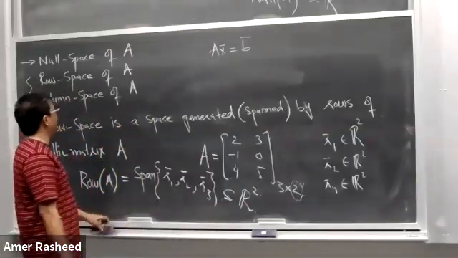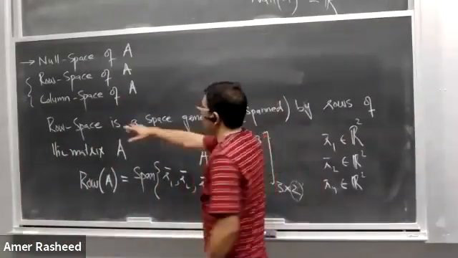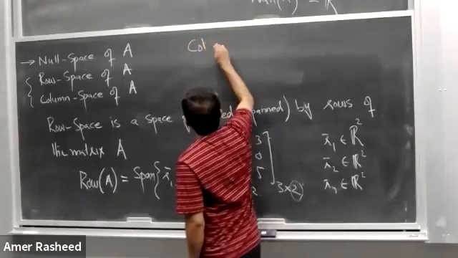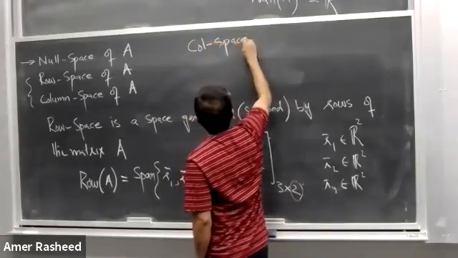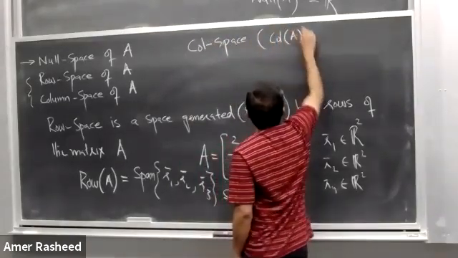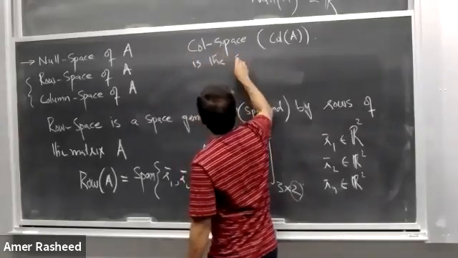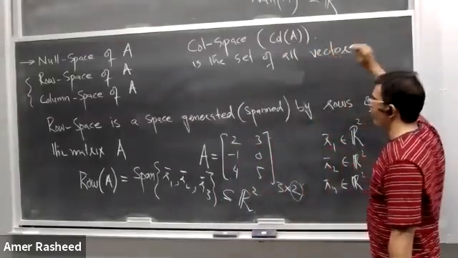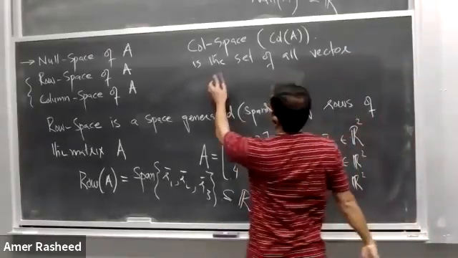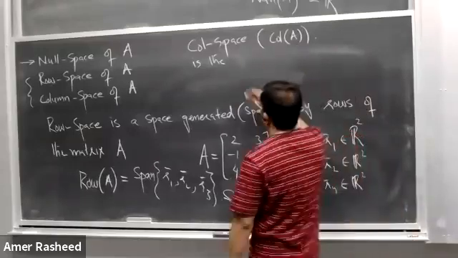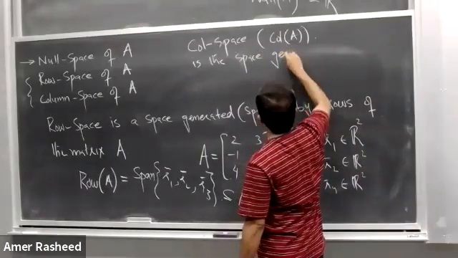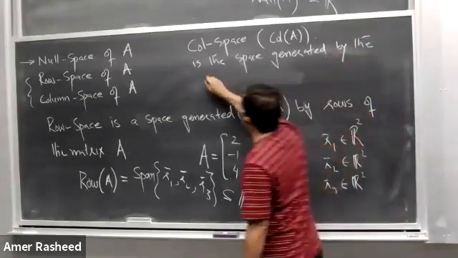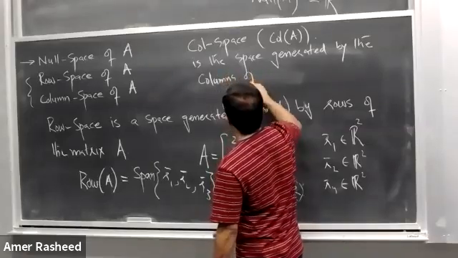Now, what is the column space? On the same lines, the column space is the space generated by the columns of the matrix A. The column space, denoted by col of A, is the space generated or spanned by the columns of A.